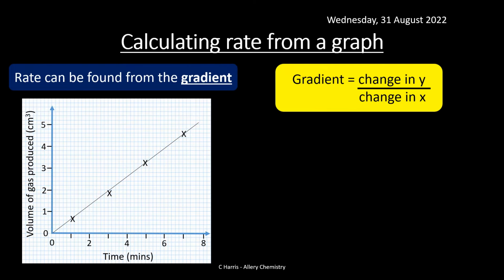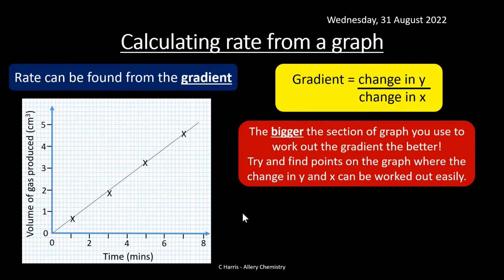So the gradient is change in y over change in x. Y is the vertical axis, and the horizontal is the x-axis here. When you're looking at this, it's good practice to use a big section of the graph, because the bigger the section you use, the better for working out the gradient. Now what we want to do is find points where it's easy to read. So don't go for something like here, where it's halfway through one of the squares and you're having to guess what that number is. Try to make it easy for yourself and look for points where it hits nicely on one axis, and maybe nicely on the other axis as well. It just makes it a bit easier.